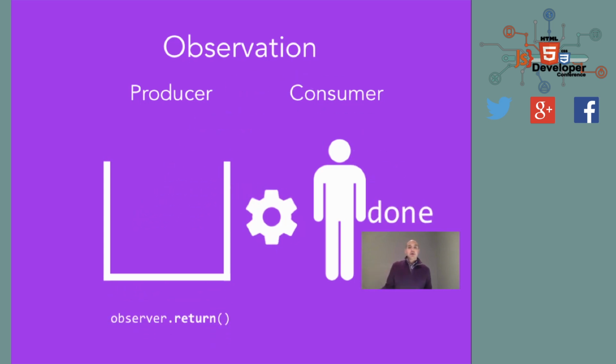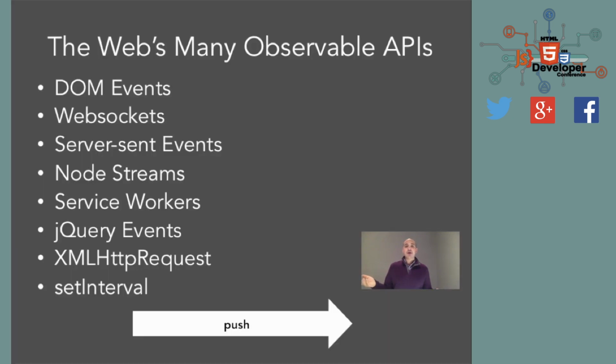So here we can see the same information that can be sent from producer to consumer via iteration can be sent by observation. And finally, in observation, the producer can send the consumer a "hey, I'm done" message.